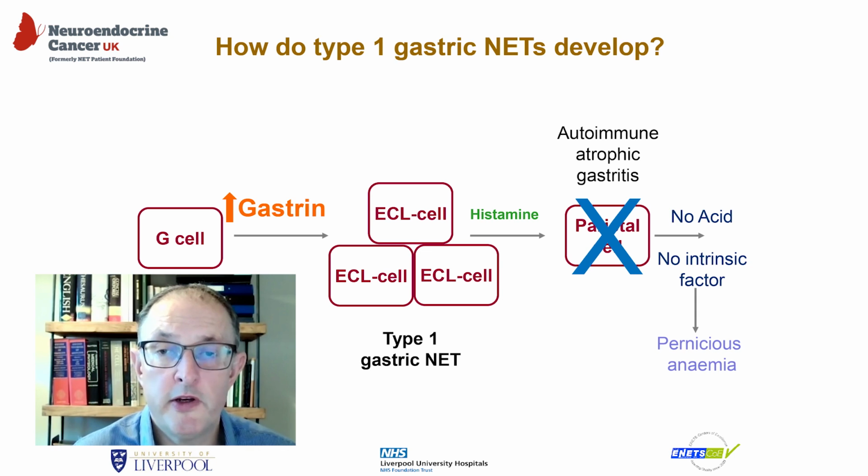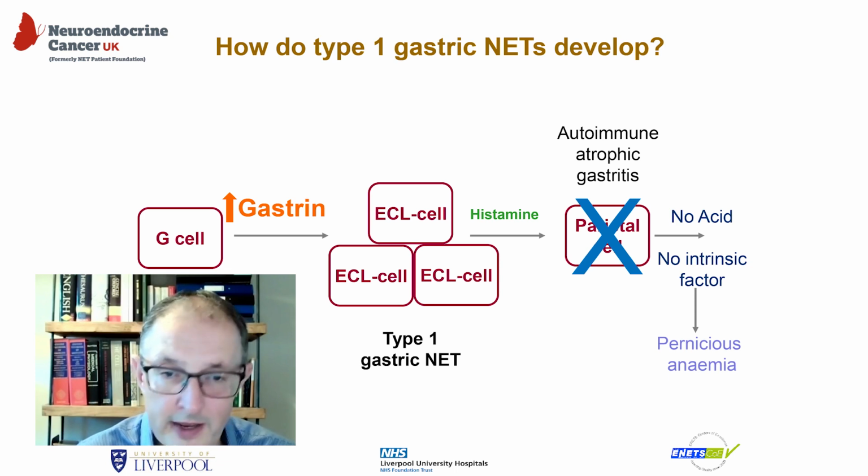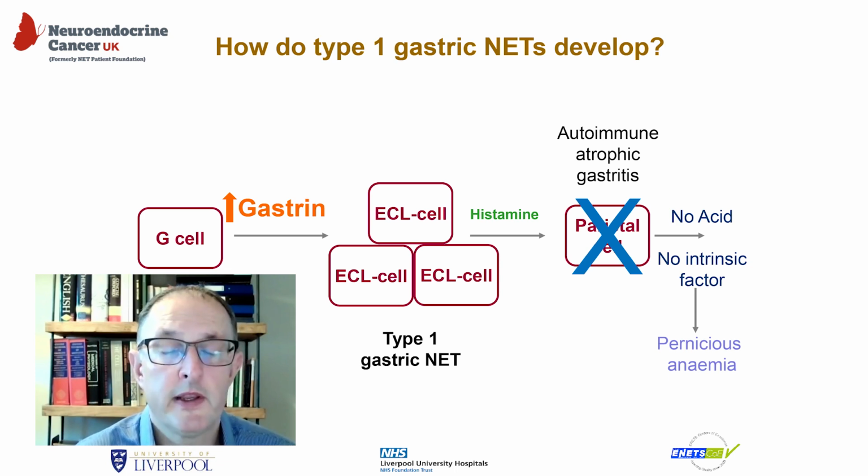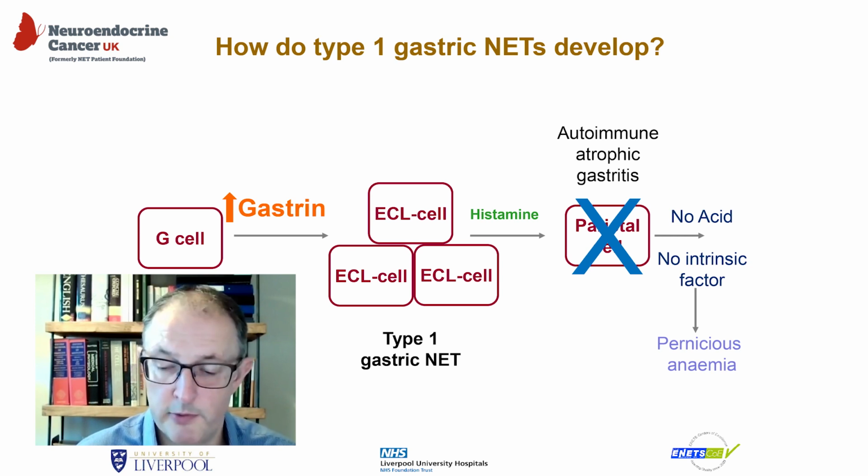As a result of the stomach not being able to produce enough acid, the G cells produce more and more gastrin in order to try and stimulate the stomach to produce acid, but it's not able to do so. So it makes more and more and more gastrin. This gastrin then acts on the intermediate cell, which is called the ECL cell, remember, and that increases in number, and this can lead to the formation of type 1 gastric NETs. And because this is happening throughout the stomach, often these tumours are multiple.